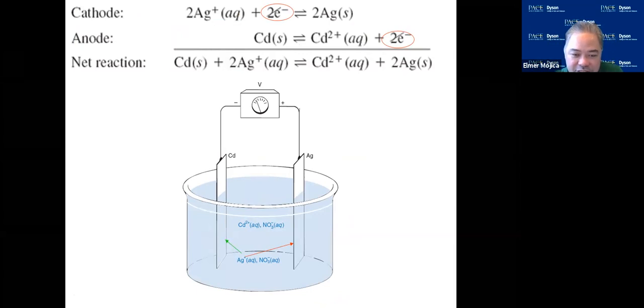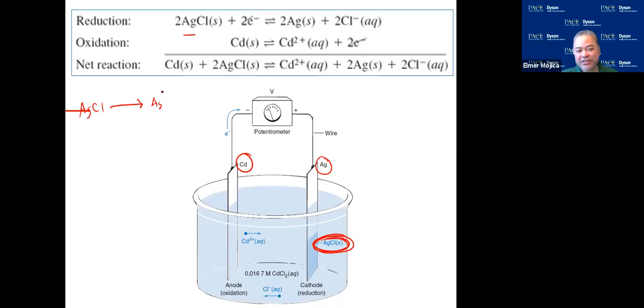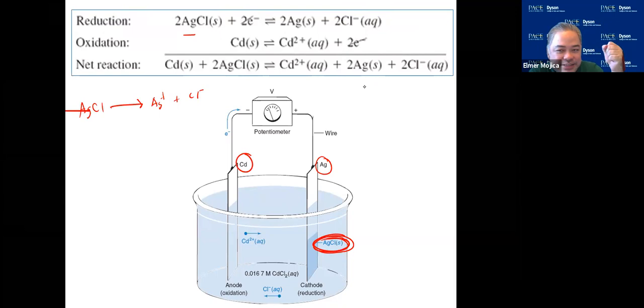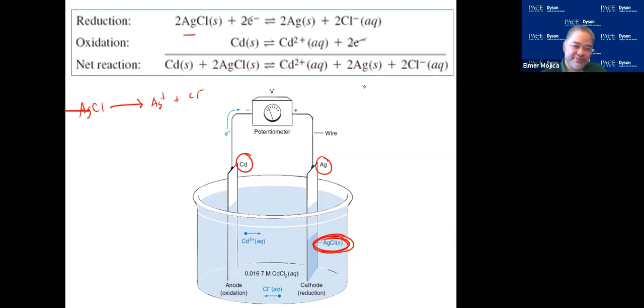Why? Because your silver can go in either direction. Unlike in the previous one, okay, you can see that you don't have a silver ion. Your silver ion is in the solid form. It doesn't dissolve. How do we define silver chloride? Will it dissolve in water to give you this? Recall your solubility rules. All chlorides are what? Okay. All chlorides are soluble except silver, mercury, and lead. So you don't have silver ion here.